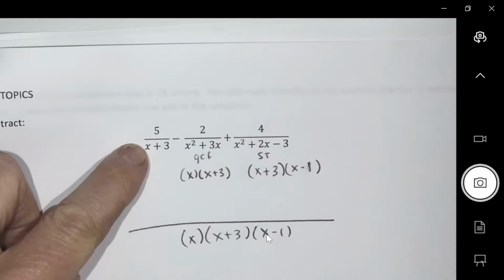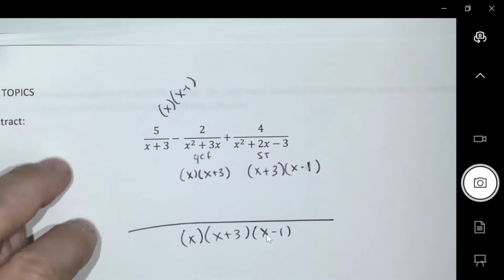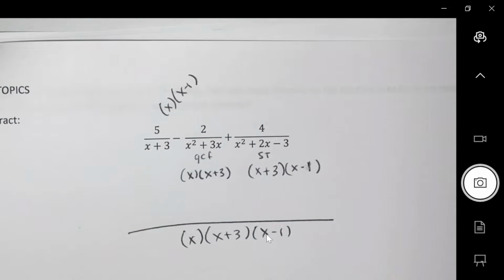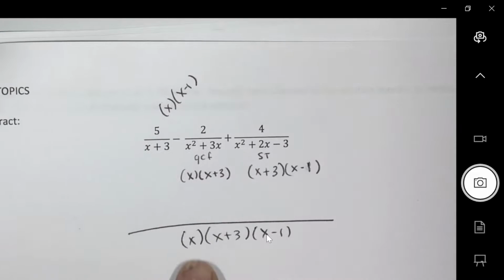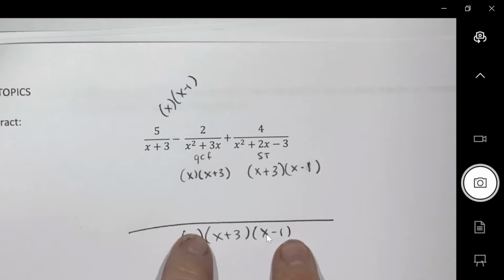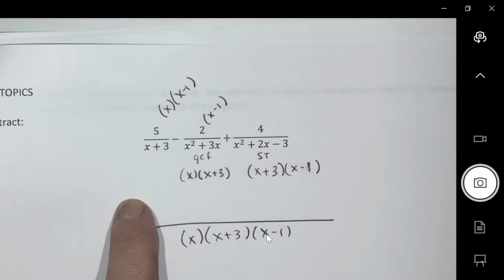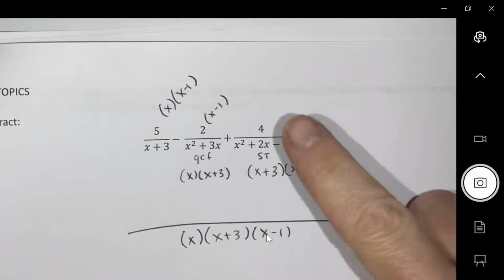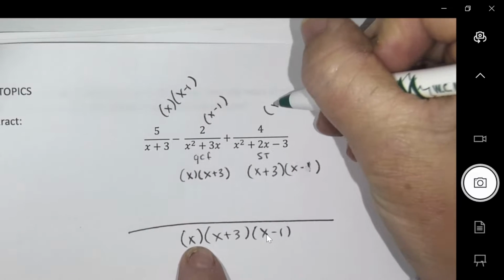Okay, so now we're going to talk about what do I have to multiply by. So the first fraction had that, so now I would need to multiply by x and an x minus 1. The second fraction had an x plus 3, so I need to multiply by an x minus 1. And the third fraction had that, so it was missing x.